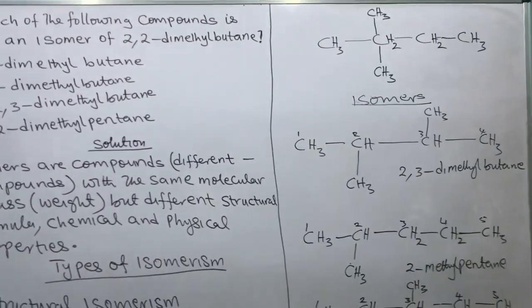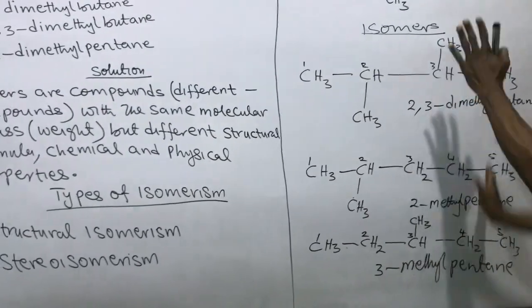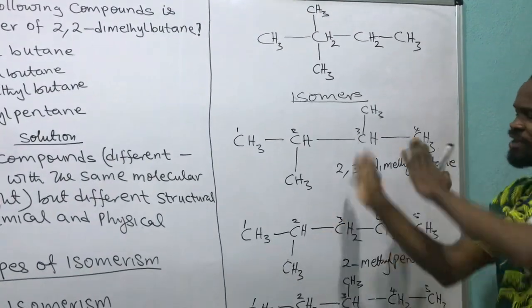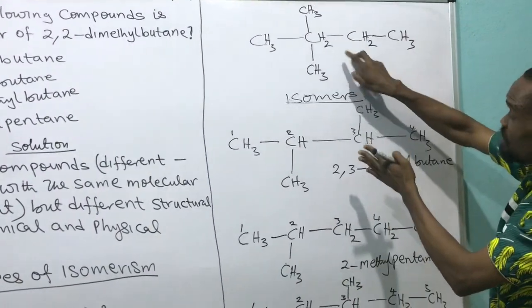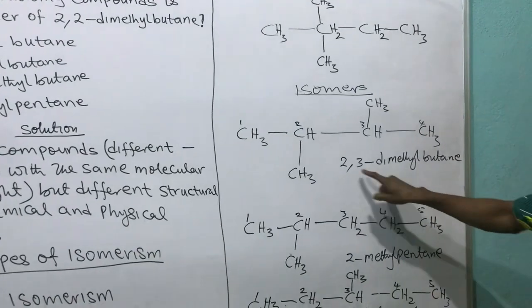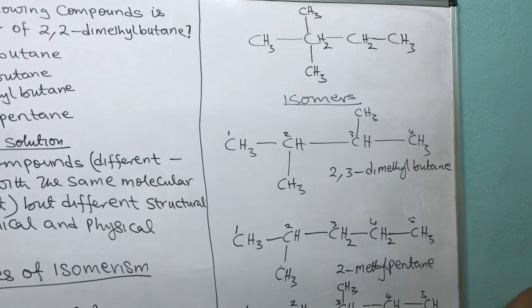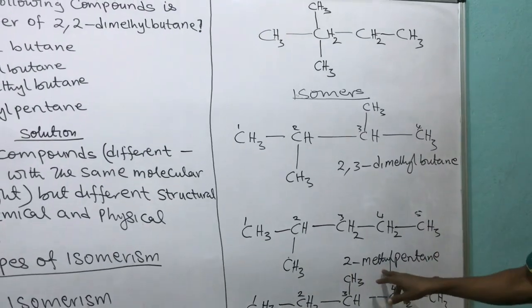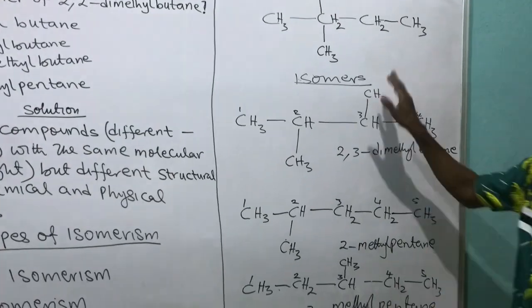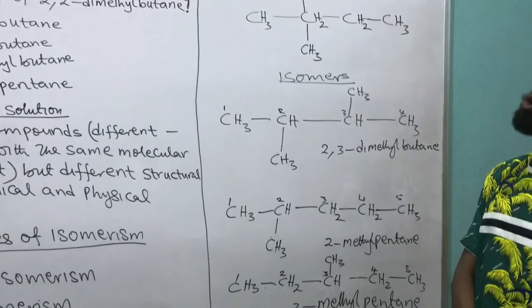That means that 2,2-dimethylbutane has 3 isomers. These are the only different structures I can use this one to form. And I have this one, which is 2,3-dimethylbutane, and this one 2 methyl pentane and 3 methyl pentane. And that's all about isomers of 2,2-dimethylbutane.